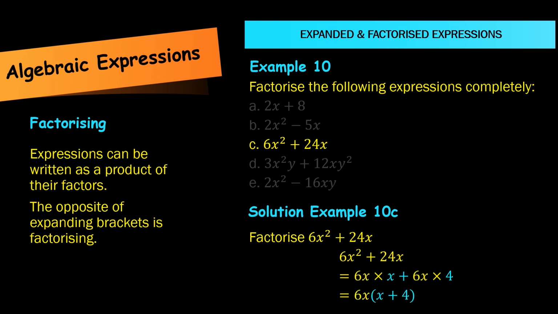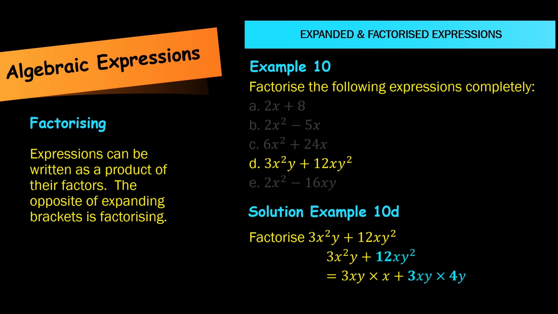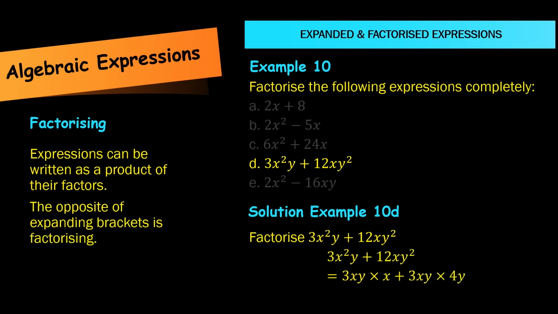We will now factorise the expression in part D similarly. So 3xy is positioned at the start of each term because it's common to both terms, as you'll see. Here we have 12xy squared expressed as 3xy times 4y. Notice the 3 and the 4 which have been put in bold, when multiplied together give us 12. And now 3xy can be positioned outside the brackets and the rest inside.